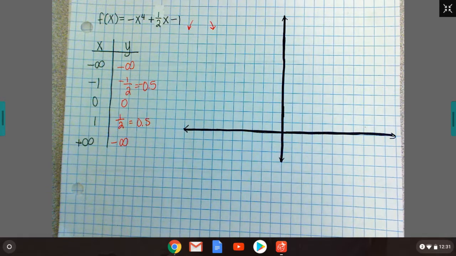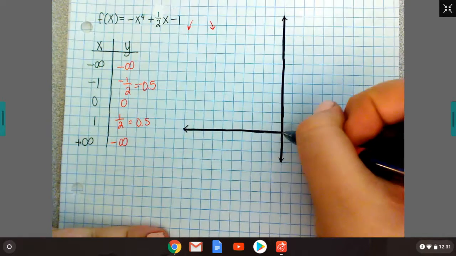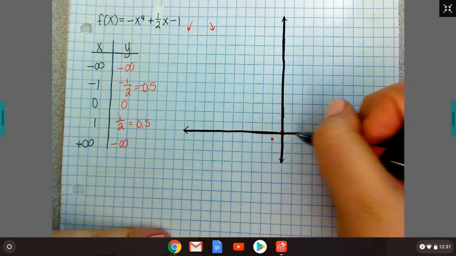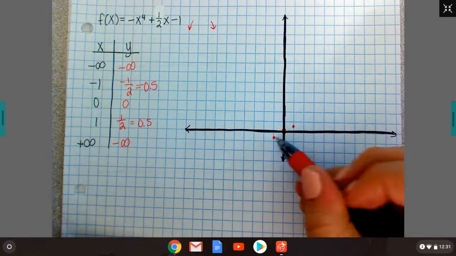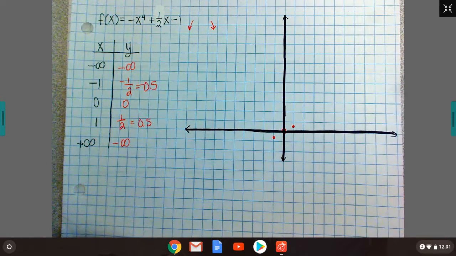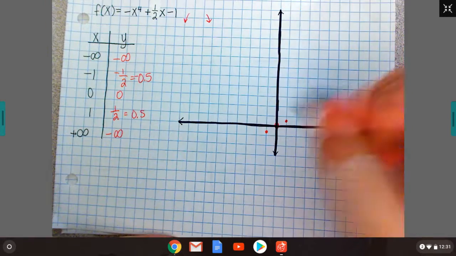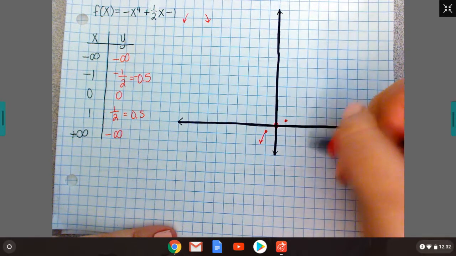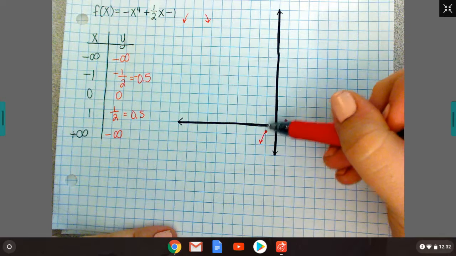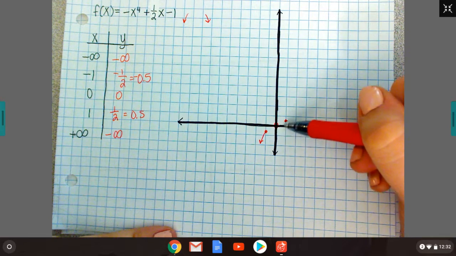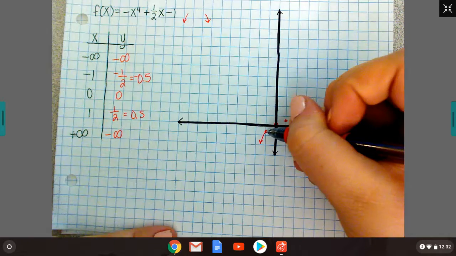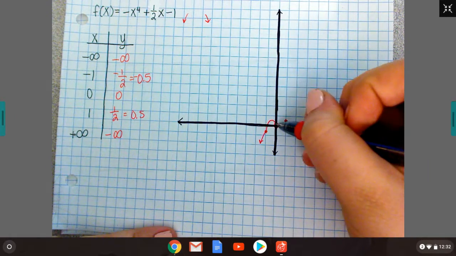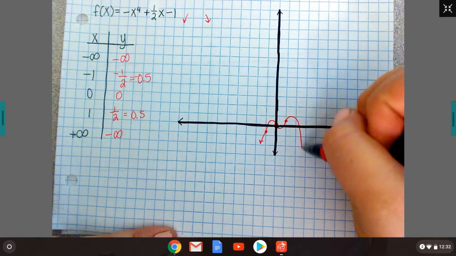So let's plot those points. I've got negative 1, negative 1 half, 0, 0, and 1, 1 half. So those do make a dead straight line, but I know that this is going to curve 3 times. It's going to end up going down this way and down this way. So let's figure out our curves. There's going to be 1, 2, 3. There's one more up here then. So here's 1. Oops, I'm sorry. Yeah, 1, 2, 3.